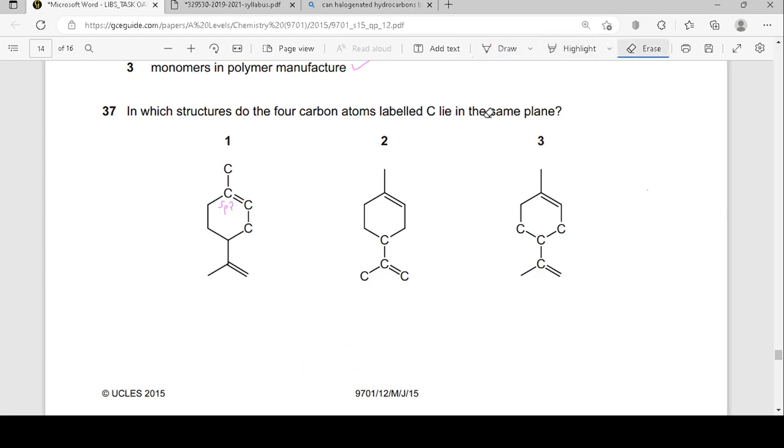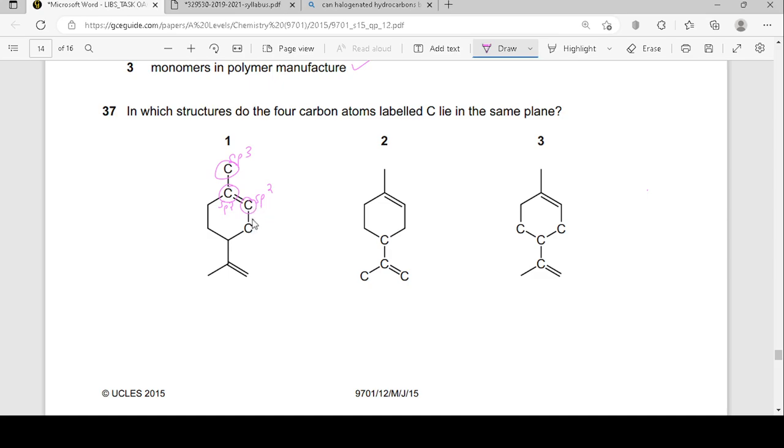So then, you know, they're not actually planar. Then this one is sp3. This one is sp2. Basically, if this is sp2, then everything attached to it is going to be in the same plane as it. So this carbon is in the same plane as this carbon, which is sp2, and this carbon is bonded to this other carbon, which is sp2, so that they're also in the same plane.